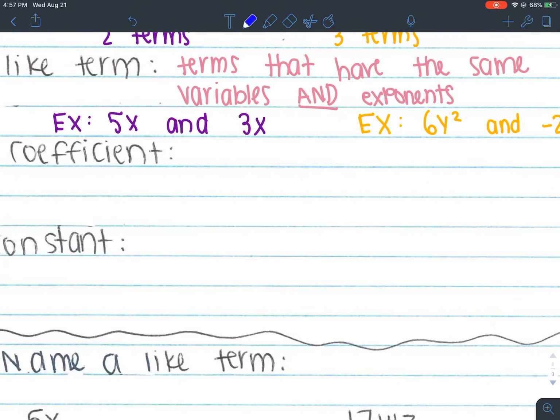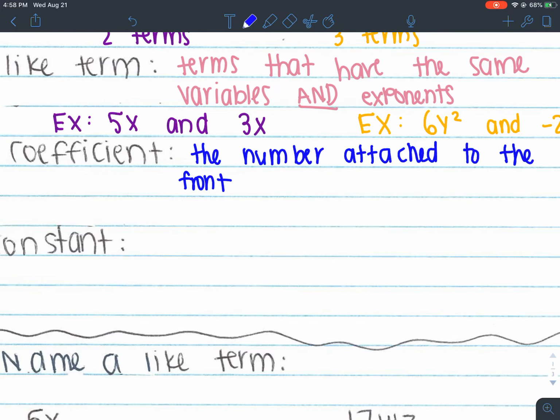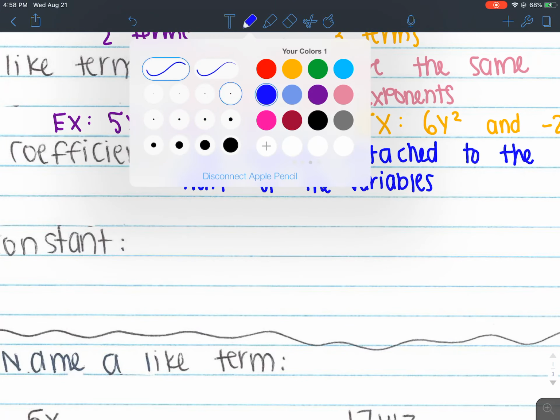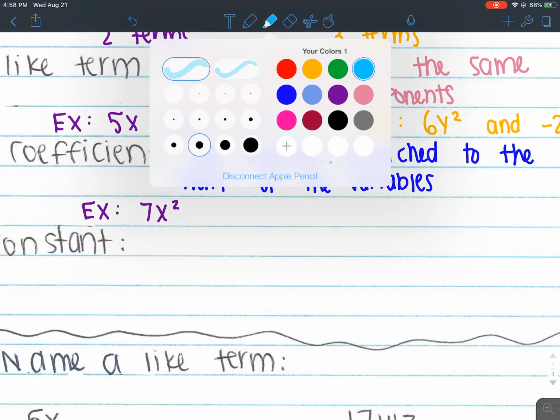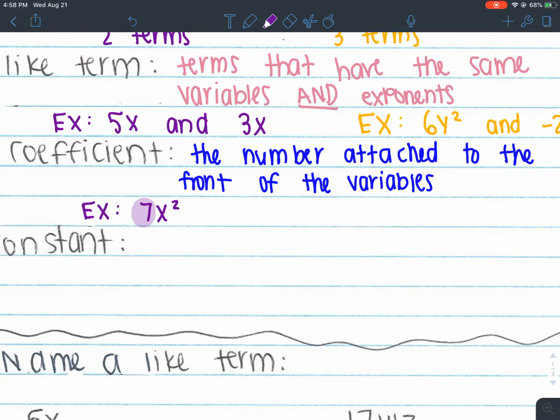Okay, let's talk about what a coefficient is. The coefficient is the number attached to the front of the variables. So you could have one variable, you could have two variables. Let's talk about examples for these. 7x squared. What's the coefficient? The coefficient's the number attached. So the coefficient would be 7.